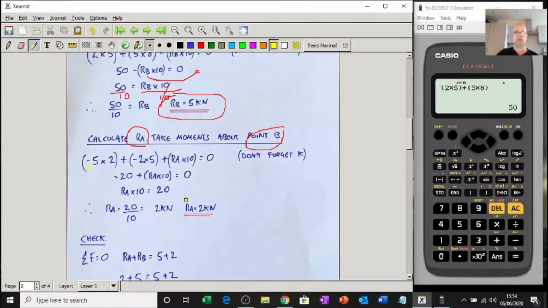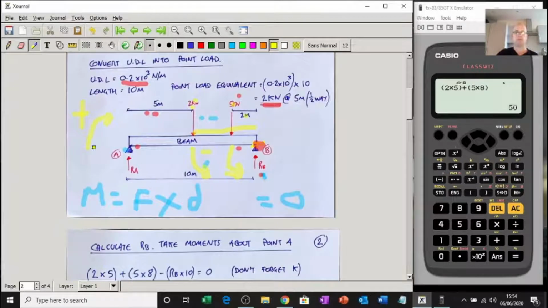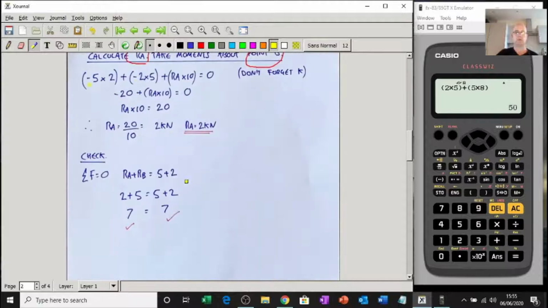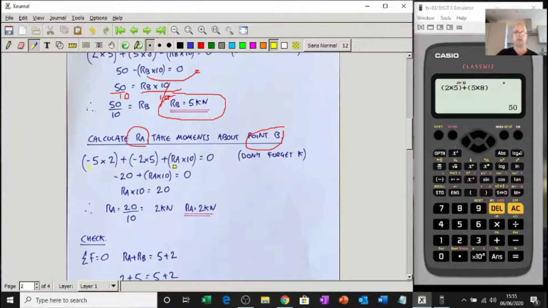Plus, because we're adding these moments up, last one, RA is a force, we don't know what it is yet, put it in. It's going clockwise, it's going to be a plus, and it's 10 meters away from this point. So it's going to be RA times by 10, positive. All equals 0.